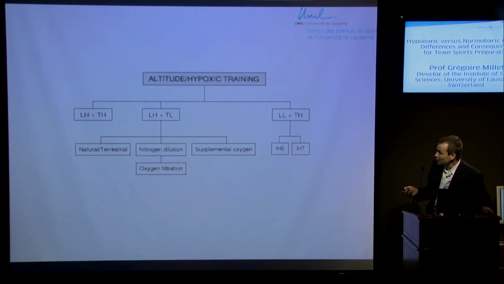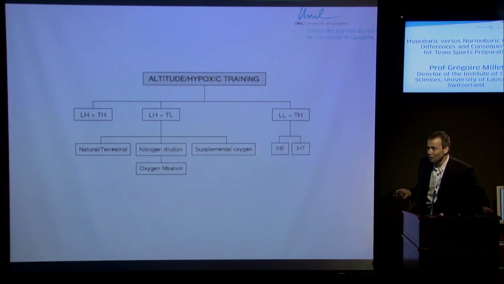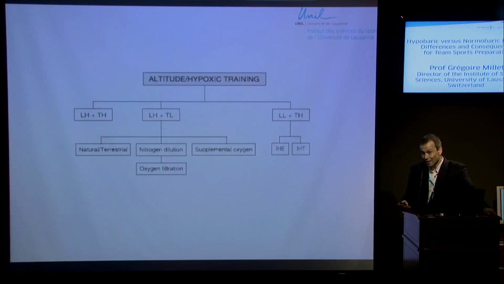And as you can see, you have the high-high, the high-low, the high-HE, and high-HT. This figure has been drawn for distance or endurance athletes, for sure. And in my view, it's a nice figure, but we are missing a few things.